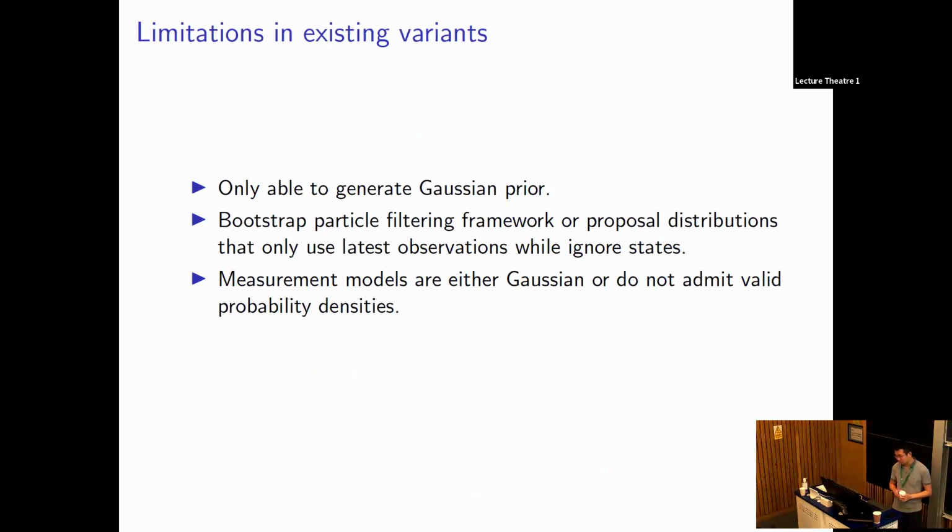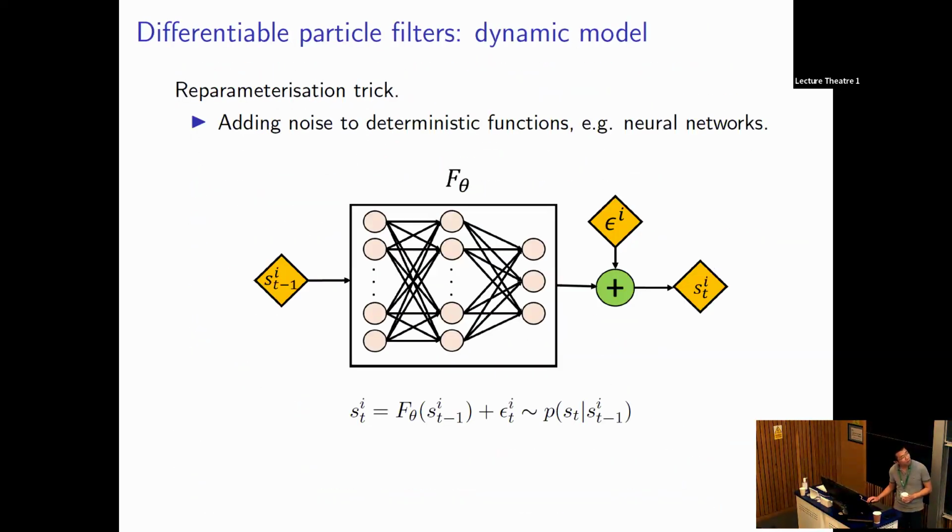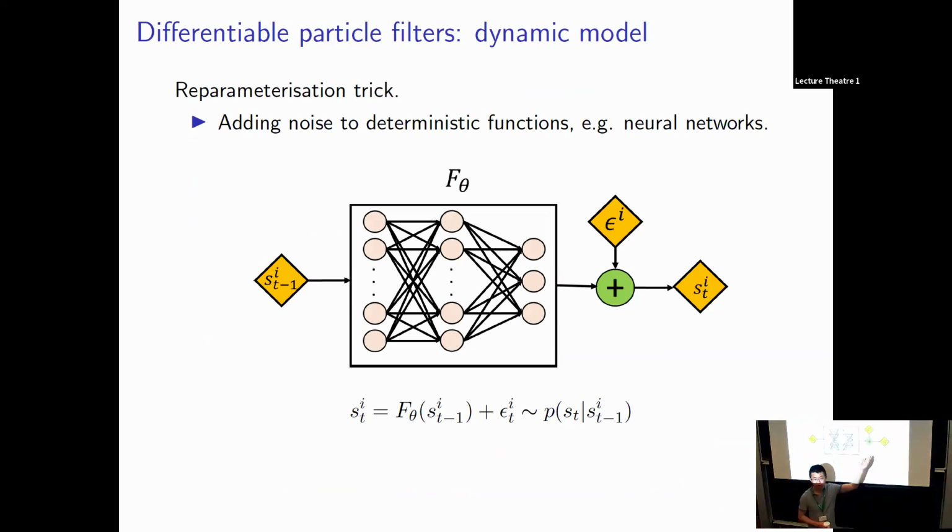So I'm going to talk about limitations of many of the existing approaches. The first limitation is that often they are only able to generate a Gaussian prior. What I mean is, if we look at this example, it is basically additive Gaussian noise there. So you can only generate a Gaussian prior, and then you have a Gaussian dynamic model, and you use the bootstrap approach for your proposal. So directly the proposal is the same as your dynamic model.